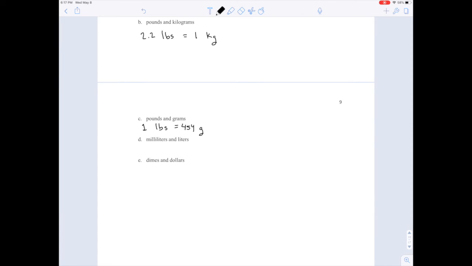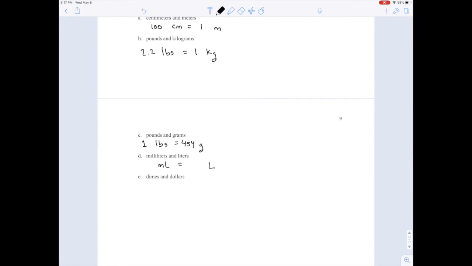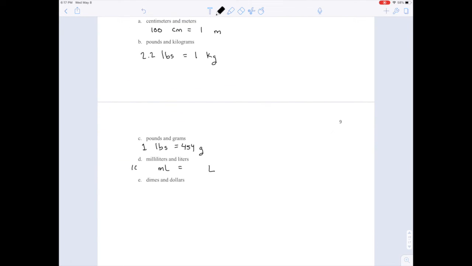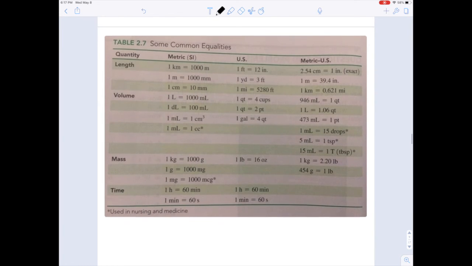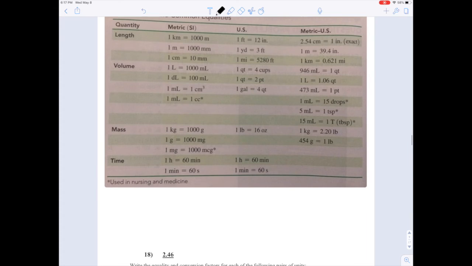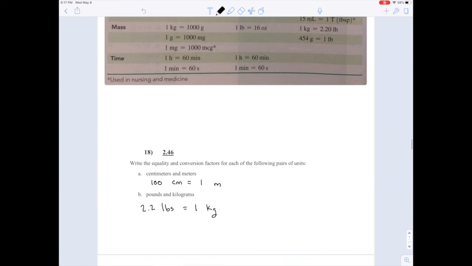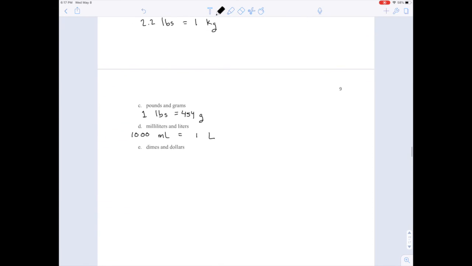Milliliters and liters. Now this is one you'd want to have memorized. How do milliliters relate to liters? And milli we know means 1,000. So there are 1,000 milliliters in 1 liter. If you wanted to check that, you could always go back to the table. Milliliters and liters are both metric units. So we're going to be in that leftmost column, and you can see here there are 1,000 milliliters in 1 liter. But that's a conversion factor that is not necessarily going to be given to you on an exam. It's so common and important that it's worth memorizing and knowing by heart.